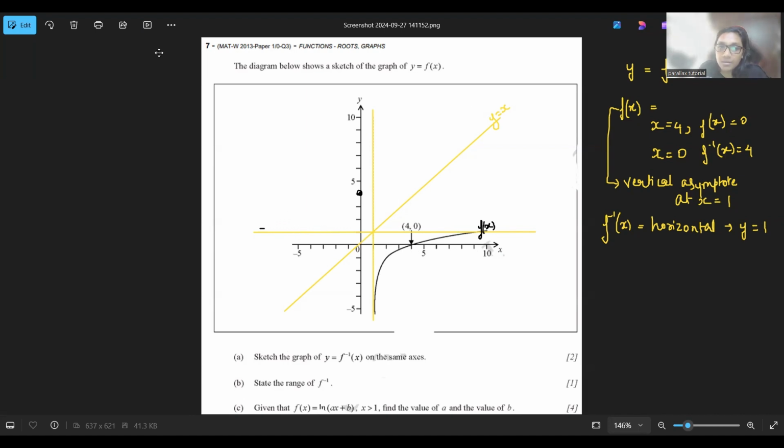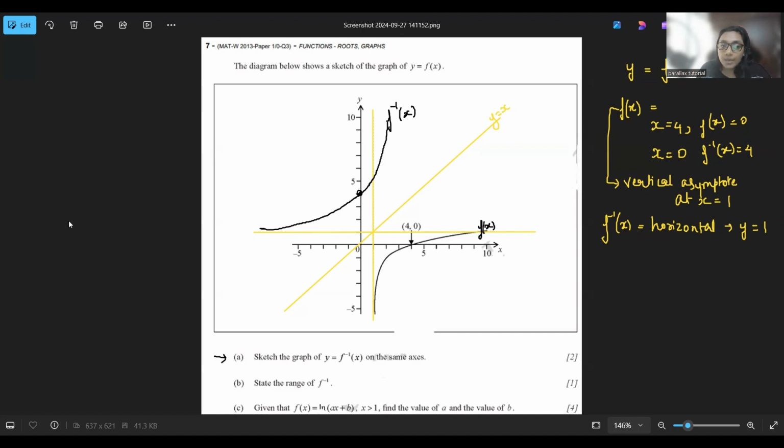Are we given a range here? No. So it will not reach the asymptote and it will cross this and it will go away and away, just like your f of x function is going away and away. And this is how the f inverse of x would look when we sketch it. And you get your 2 marks here.